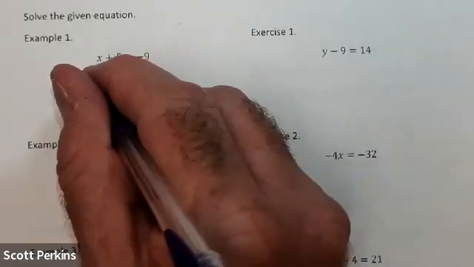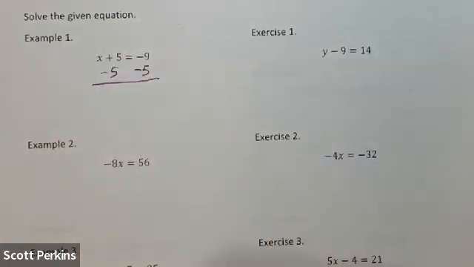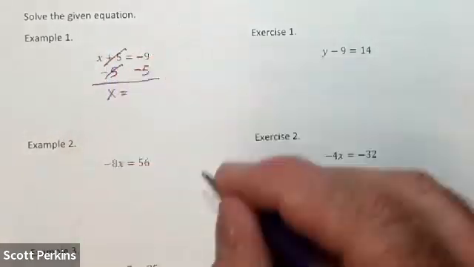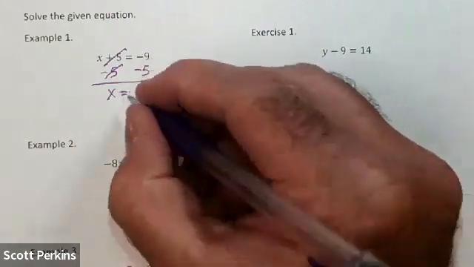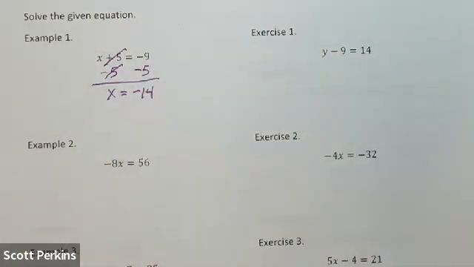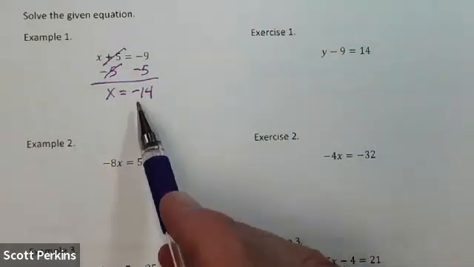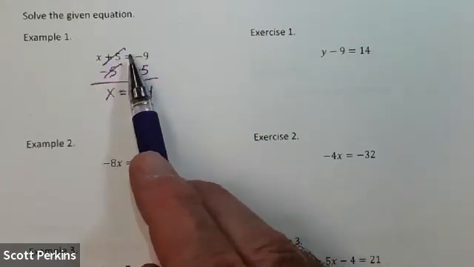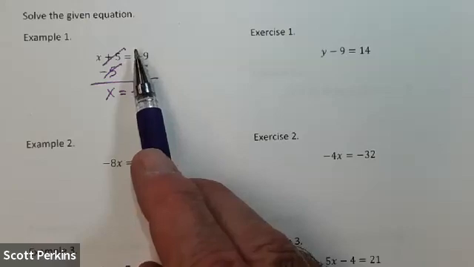Okay, so here we go. So now I'm subtracting 5. On the left side, the 5s cancel, and I'm left with x. On the right side, -9 and -5 is -14. That is the value that creates a true statement. You can always check. I don't always check, just for time's sake in here.